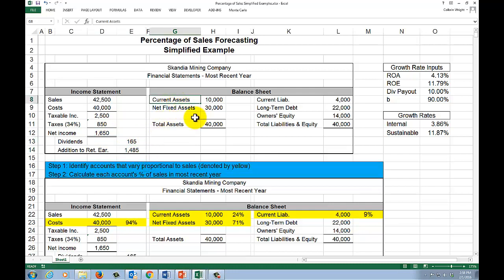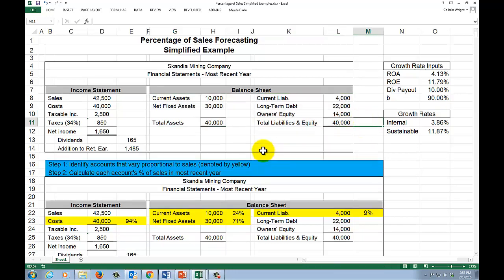On the balance sheet, again, this is fictitious. I've tried to really boil this down to a very simple example. We just have current assets of $10,000, net fixed assets of $30,000, which gives us total assets of $40,000. Current liabilities on the right-hand side of $4,000, long-term debt of $22,000, owner's equity of $14,000, and so we can see that the balance sheet here balances. Well, let's start walking through our steps.